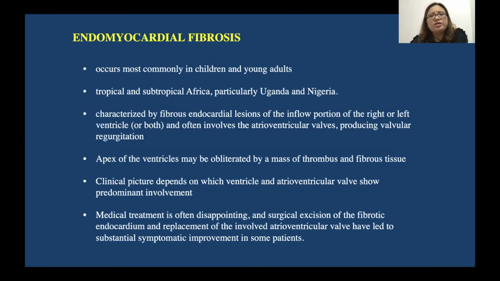So for endomyocardial fibrosis, this occurs most commonly in children and young adults. This is usually seen in the African regions such as Uganda and Nigeria. So this is characterized by fibrous endocardial lesions of the inflow portion of the RV and LV, or both ventricles. This often involves the atrioventricular valves, producing a secondary valvular regurgitation. So the apex of the ventricles may be obliterated by a mass of thrombus and fibrous tissue.